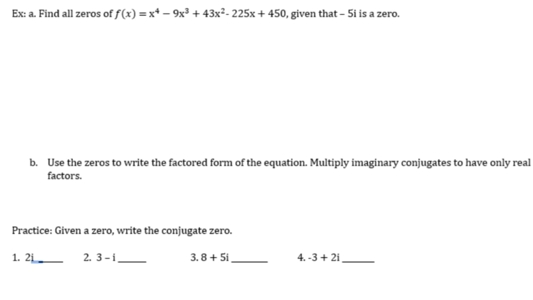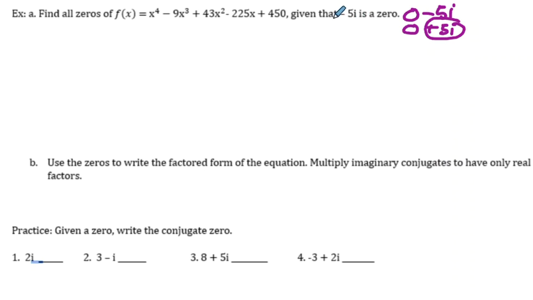So remember that imaginary zeros or complex zeros have a real part and an imaginary part. So you can think of negative 5i as 0 minus 5i. The conjugate of that would be 0 plus 5i. So if negative 5i is a 0, then positive 5i is also a 0.